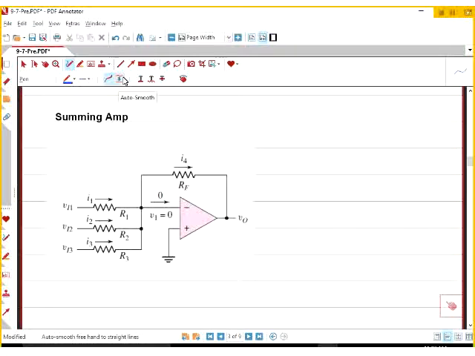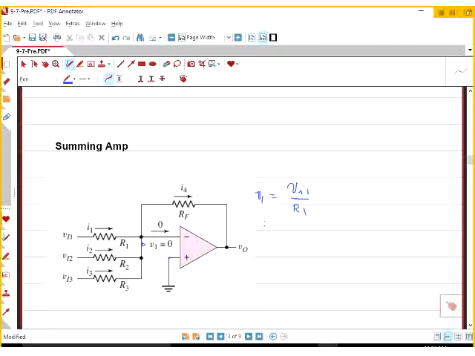Okay. Next is the summing amplifier. In electronics, sometimes we need to add some signals together. This circuit does exactly the job. All you need to do is use superposition. Same rules, by the way. So if here is 0 volts, that point is 0 volts, and no current goes into the op-amp, so your I1 in this case is VI1 divided by R1. Your I2 is VI2 divided by R2.